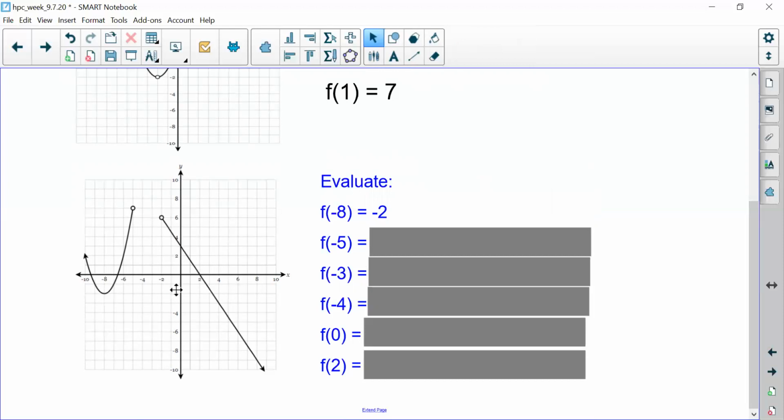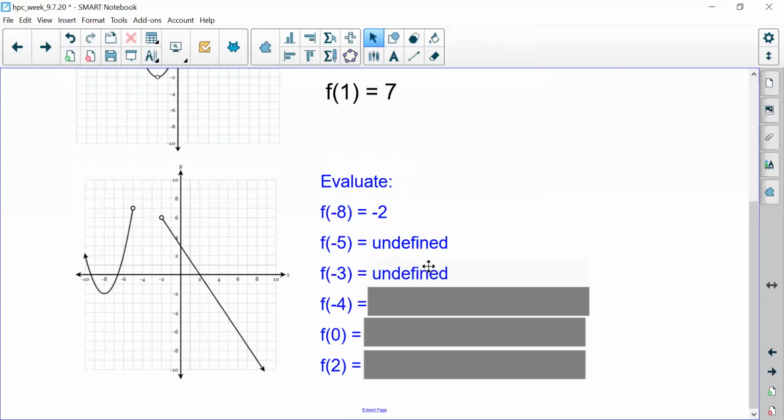F of negative 5. Well, here's negative 5, and it looks like you should be on the parabola part, but you're not. At negative 5, there's an open circle. And looking up and down, when x equals negative 5, I don't see another y value. So what's your conclusion? What is f of negative 5? It is undefined. Same thing with negative 3 and negative 4.